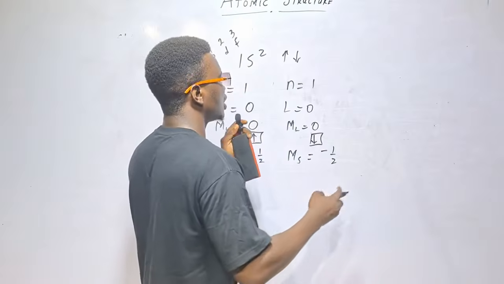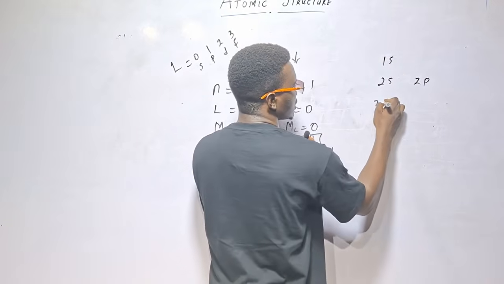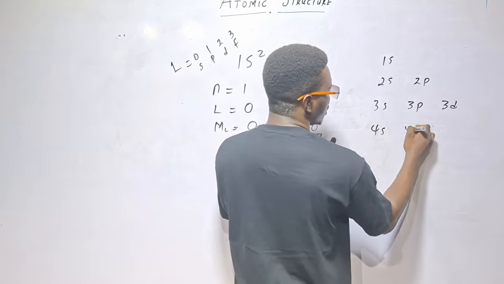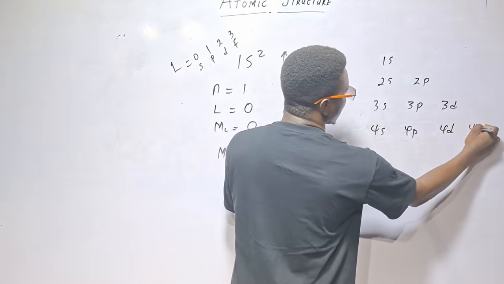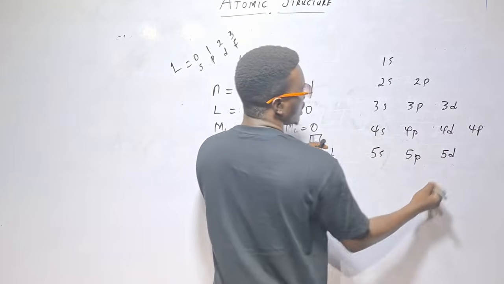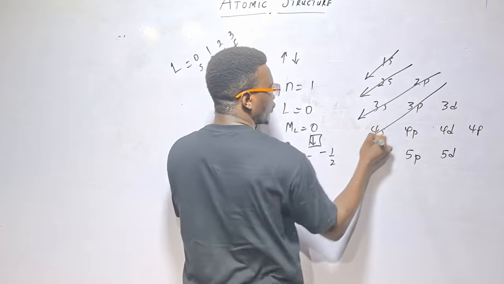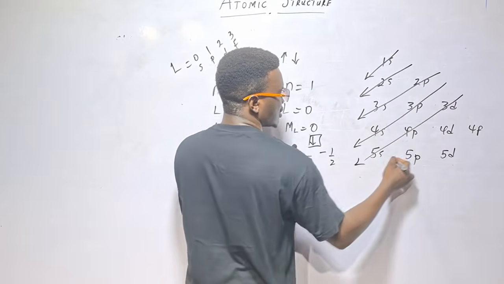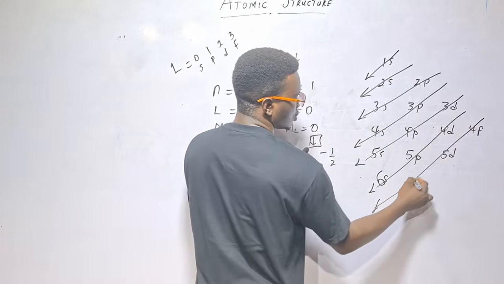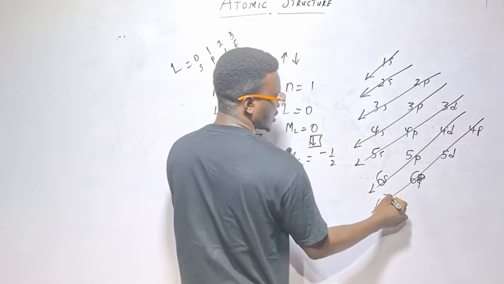So for example, now let's say what I have is 1s, 2s, 2p, 3s, 3p, 3d, 4s, 4p, 4d, 4f, 5s, 5p, 5d. Now just draw your arrows like this. So you can write configuration for any element on the periodic table. 6s will still be here, and so on. So you still have 6d, then you still have 6p, then you still have 7s.